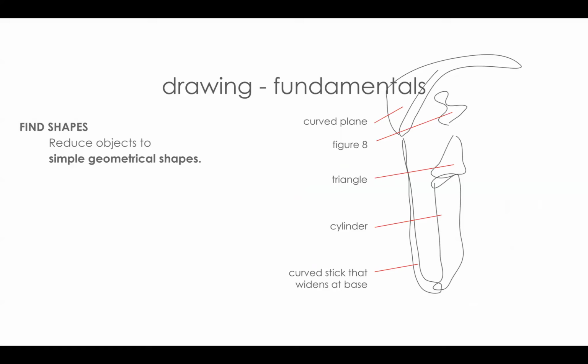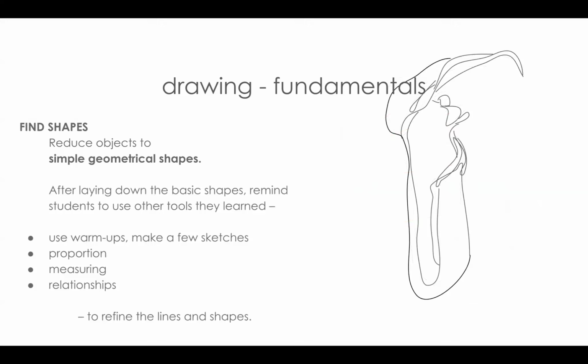and then this curved plane of the remainder of the leaf. And then you use your other tools of really close looking and using negative space and trying to fit things together to make those shapes a little more specific, to refine them, in other words. And that's the process. It's just trying to get closer and closer to what you see. So that's some drawing fundamentals.